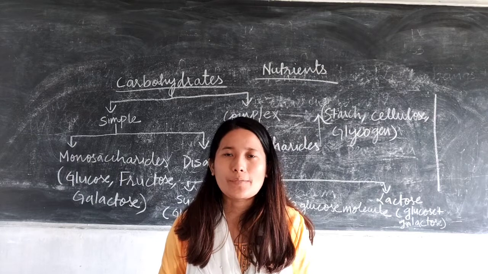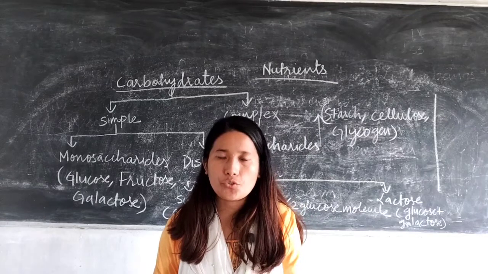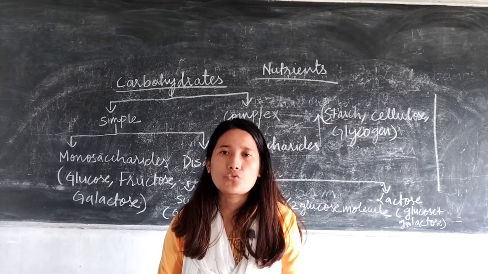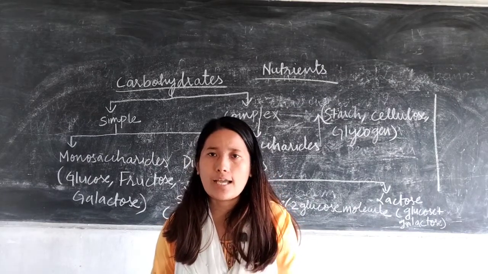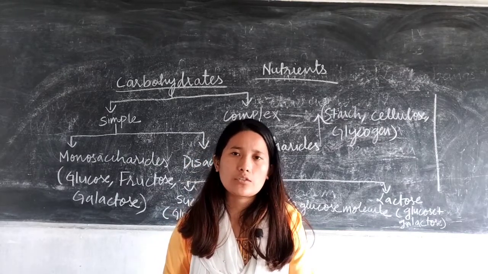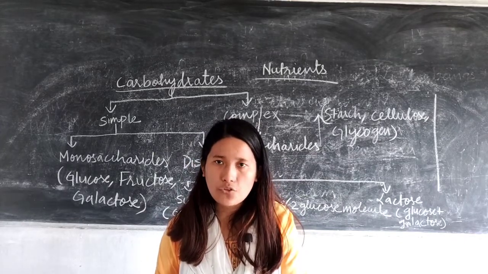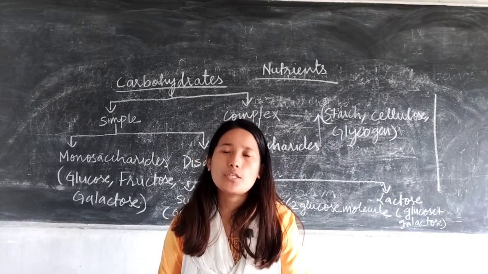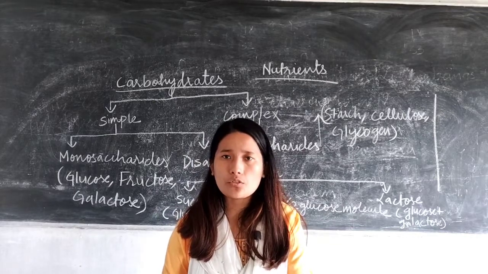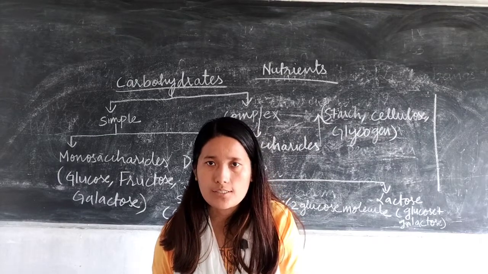Hello class, welcome back. In our previous class we were discussing chapter 10, nutrition. We went through a few terms like what is nutrition, what is food, what is diet, and what is meant by a balanced diet. Food consists of different chemical components, referred to as nutrients, and those nutrients have different purposes in our body. There are 5 major classes of nutrients: carbohydrates, fats, proteins, vitamins and minerals.